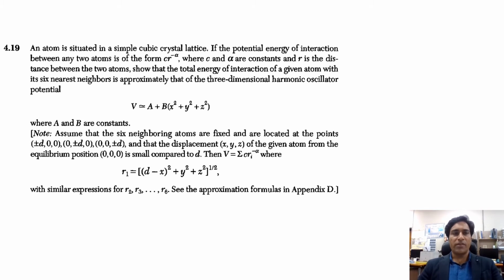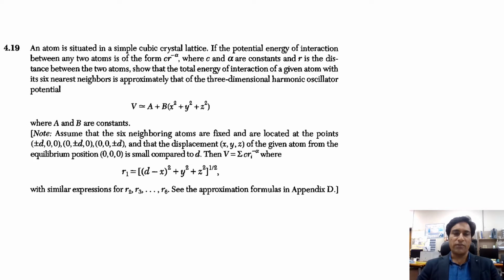Today I will solve problem 19 from chapter 4. The statement of the problem is: an atom is situated in a simple cubic crystal lattice. If the potential energy of interaction between any two atoms is of the form Cr^(-A), where C and A are constants and r is the distance between the two atoms, show that the total energy of the interaction of a given atom with its six nearest neighbors is approximately that of the three-dimensional harmonic oscillator potential.